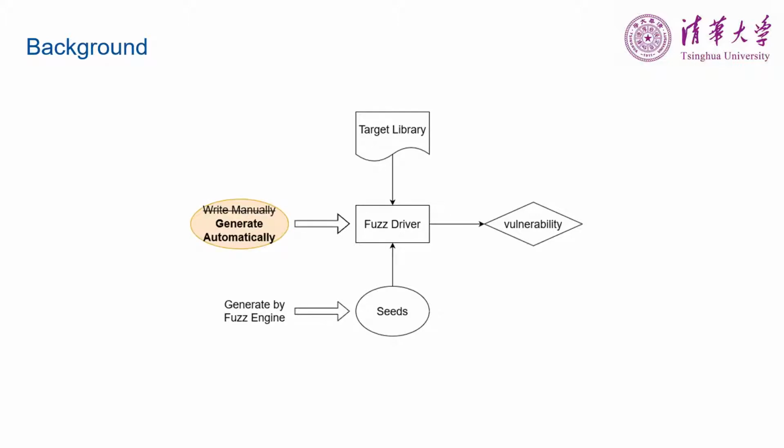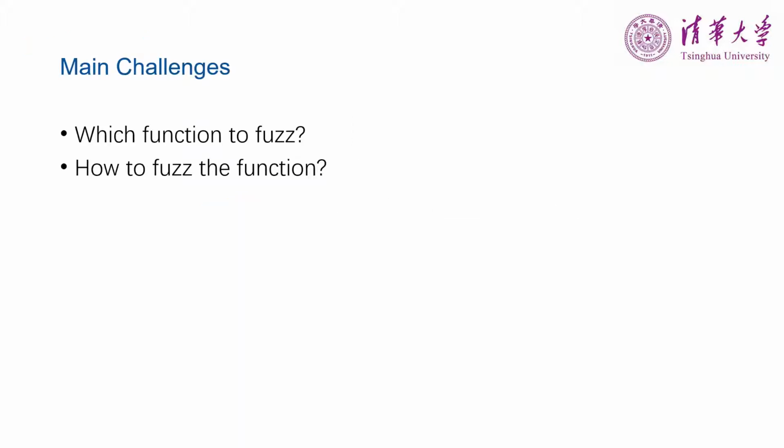However, writing an effective fuzz driver can usually be extremely labor-intensive. Therefore, it is necessary to generate the fuzz driver automatically. To generate a fuzz driver automatically, we must solve two main challenges. The first one is to determine which function to fuzz, and the second one is how to call the target function correctly. To overcome these two challenges, here comes the IntelliGen framework.